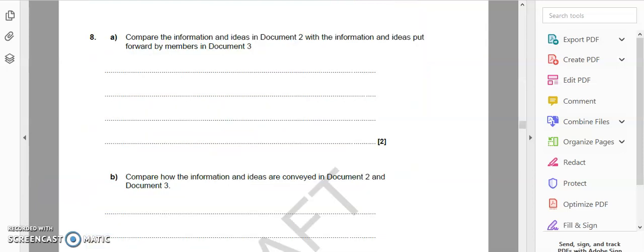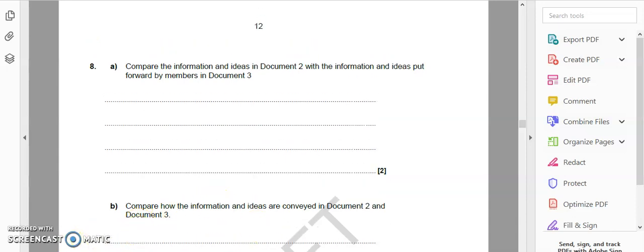Okay, so question A is a compare and contrast question split into 2 different parts. The first one here is just looking at the information and ideas, and the second part looks at how that information and ideas is gotten across, how it's conveyed. So we'll look at the first part first. So we're comparing the information ideas in document 2 with the information ideas put forward by members in document 3. And this is quite interesting.